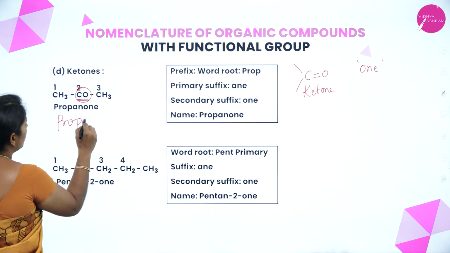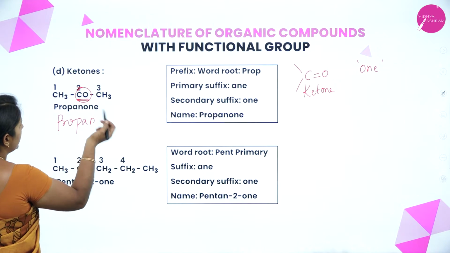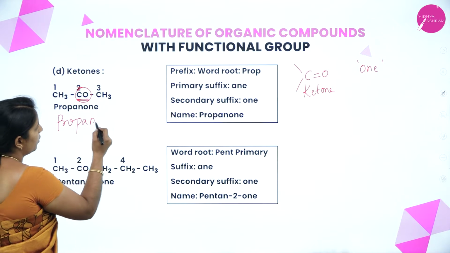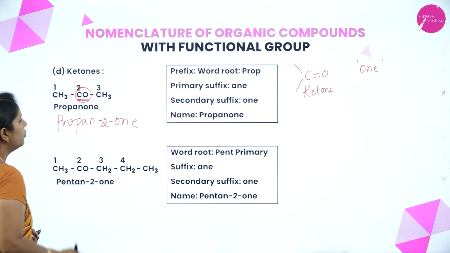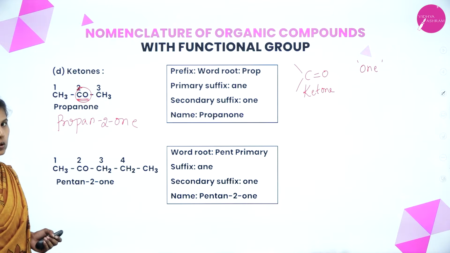So it is named as propanone. How many carbon atoms? 3. So propan, I'll write. The second carbon atom has got the functional group. So propan-2-one. Propanone or propan-2-one.